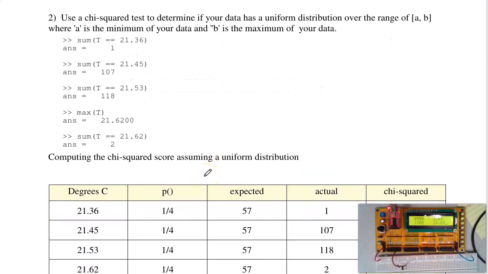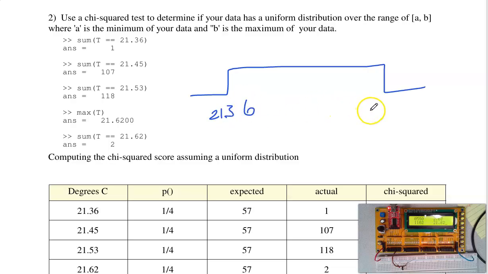Once you get the data, I now want to do some testing. A chi-square test is the test of a distribution. Let's test to see, does the data follow a uniform distribution? So the smallest temperature is 21.36. The largest is 21.62. And with the quantization levels, there's actually only 2 other points in the middle. A uniform distribution would say each of these has the same probability, each has the same frequency. Let's see if this really is a uniform distribution.